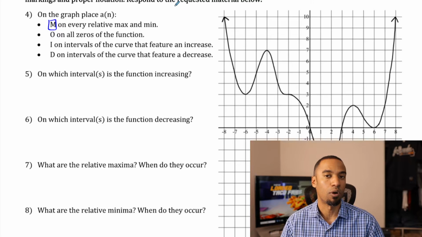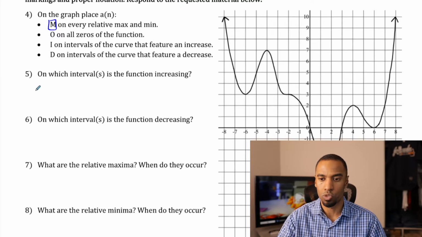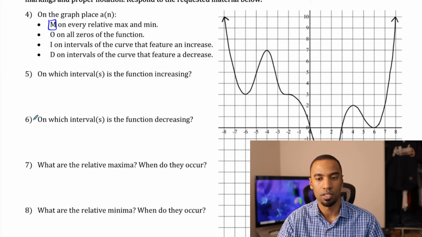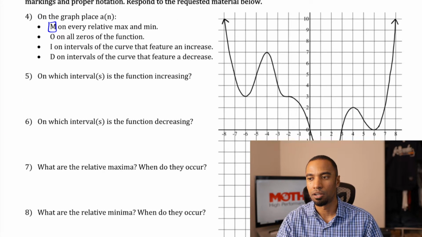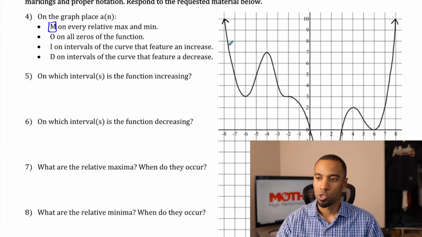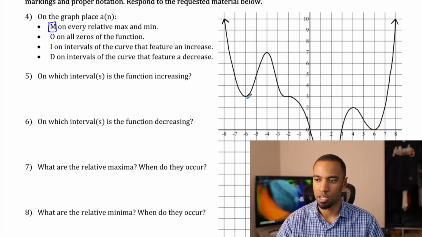Now, I'm not specifying which are which by using the letter M. We'll do that later on questions 7 and 8 for max and min. But here, let's place an M every time we see those. So we go from decreasing to increasing here. This point references a relative minimum.